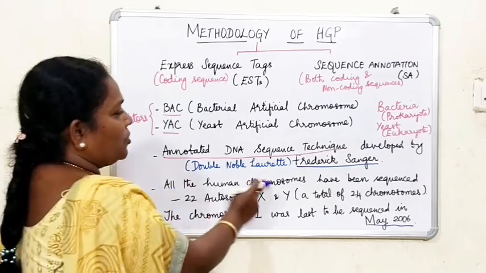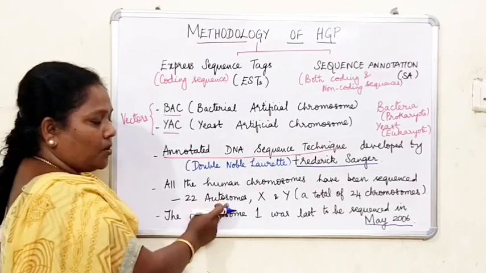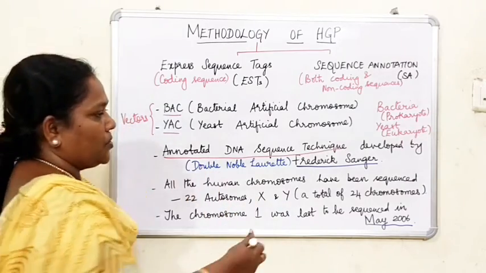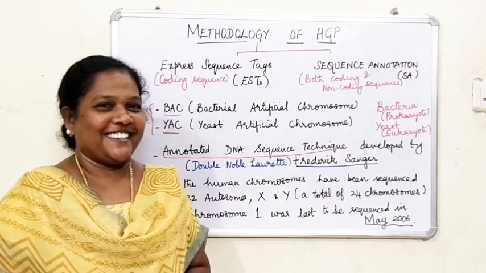Okay, so all the human chromosomes have been sequenced with the help of this HGP. So how many chromosomes are being sequenced? 22 autosomes plus X and Y, 2 sex chromosomes. So a total of 24 chromosomes have been sequenced with the help of the Human Genome Project.